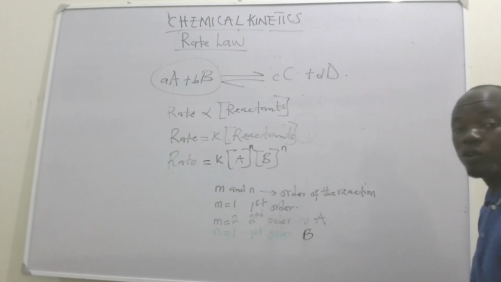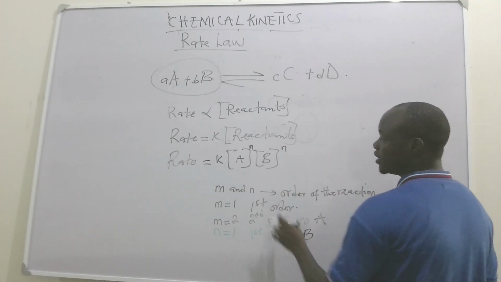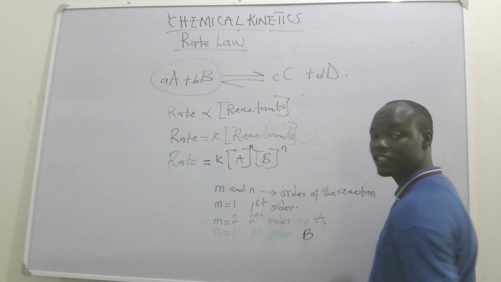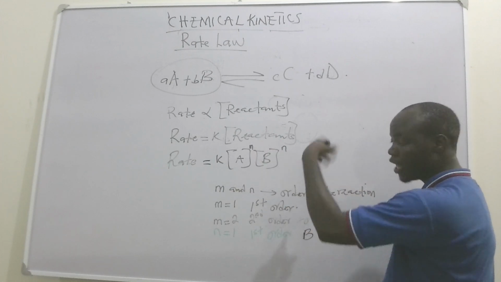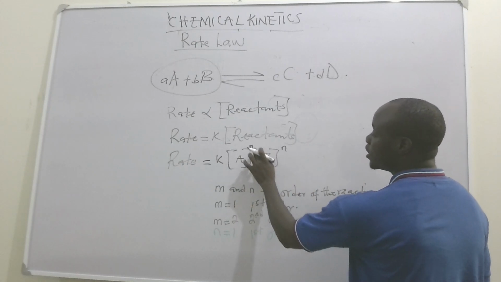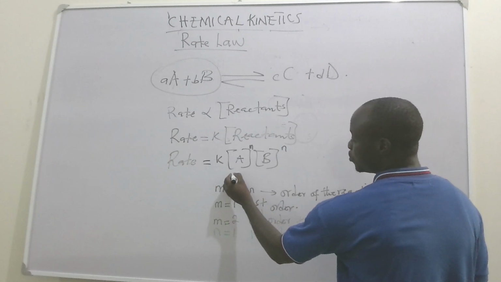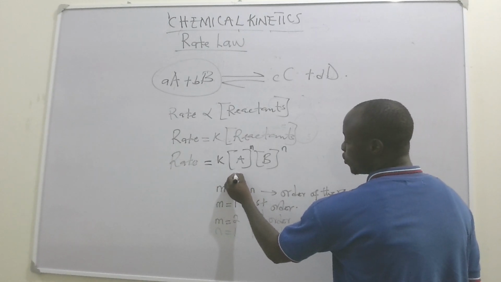And we have what we call the overall order of the reaction. How do we get the overall order of the reaction? To get the overall order of the reaction, you just sum the exponents. Here our exponents are m and n, so the overall order is m plus n.